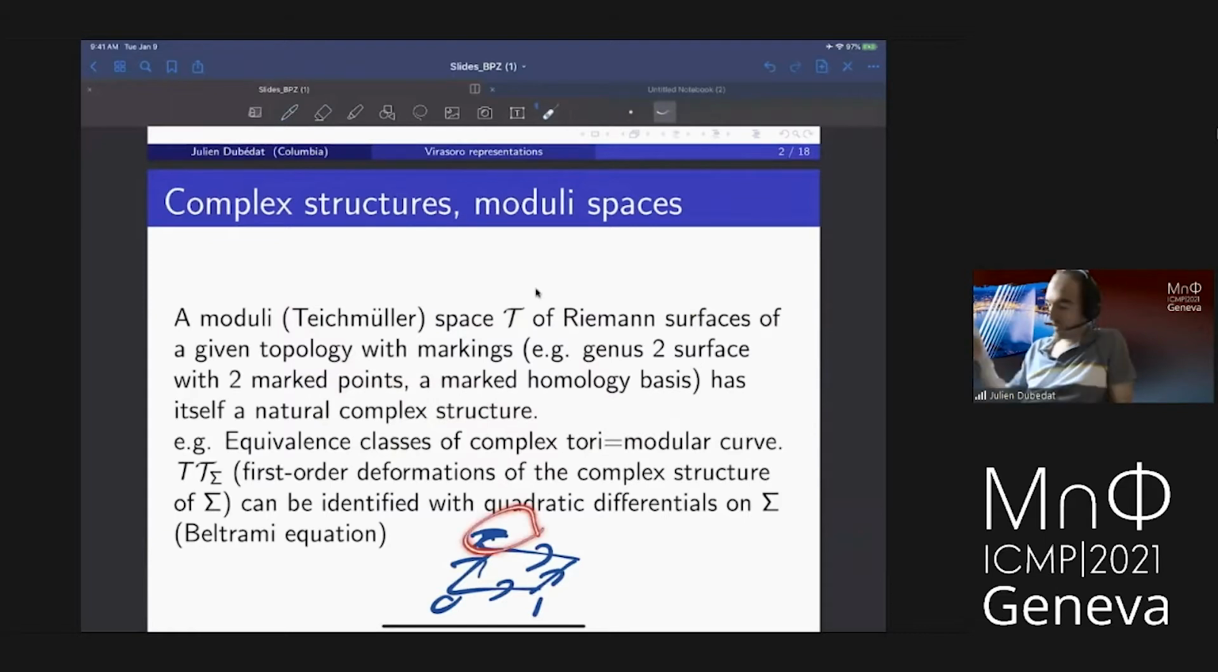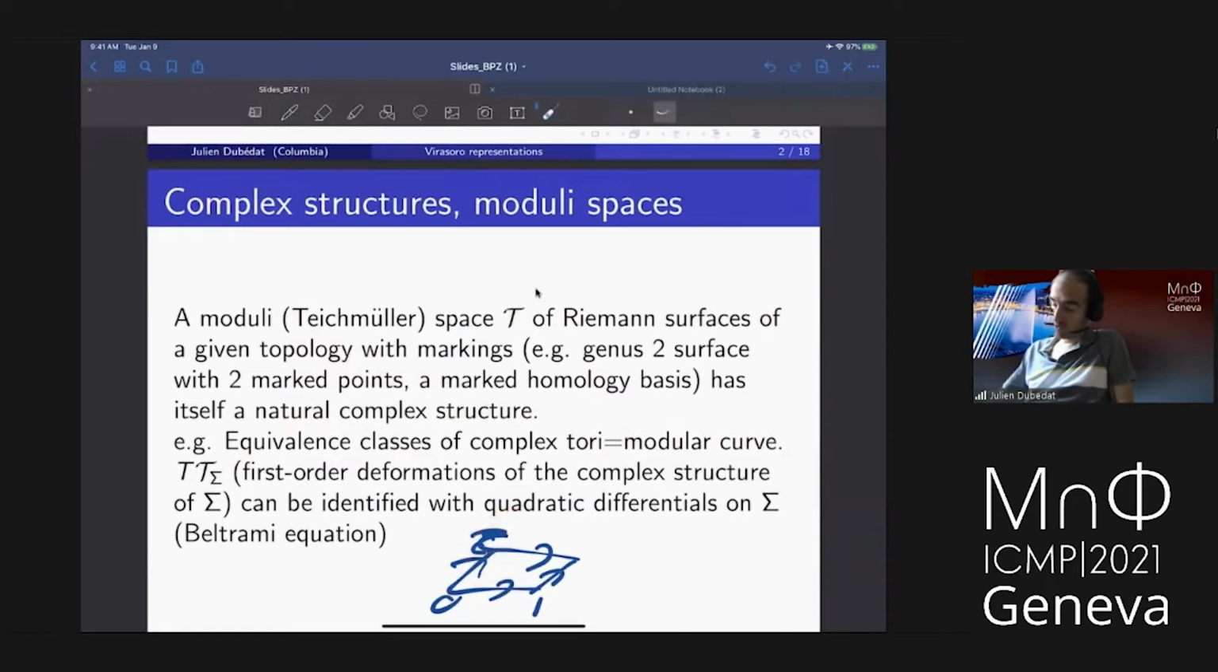So you can identify a complex torus with marking, which is given by these two cycles, with an element tau, which is a point in the upper half plane. Something which is kind of not obvious is that the space of these equivalence classes has itself a natural structure as a complex manifold. So the space of equivalence classes of complex manifolds is itself a complex manifold.